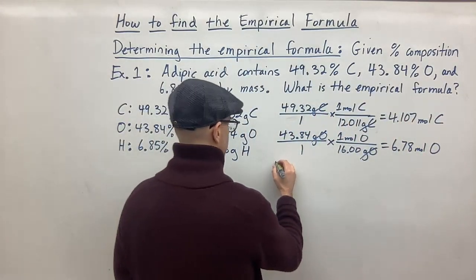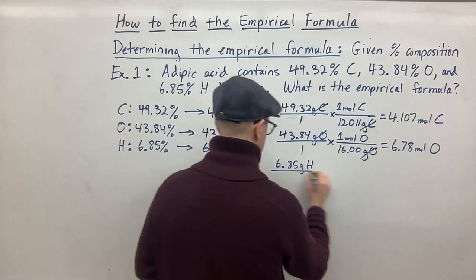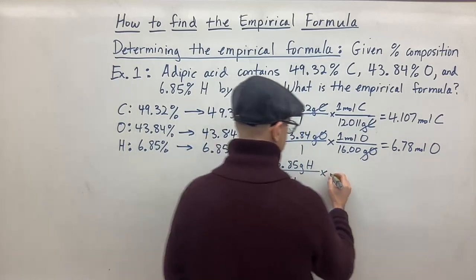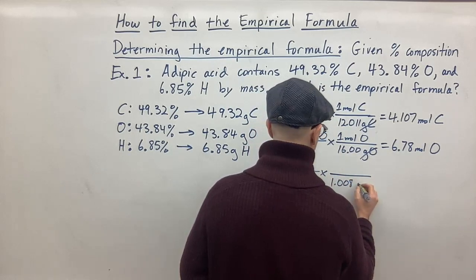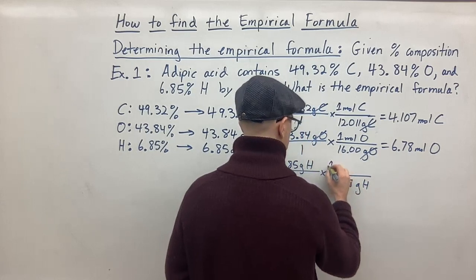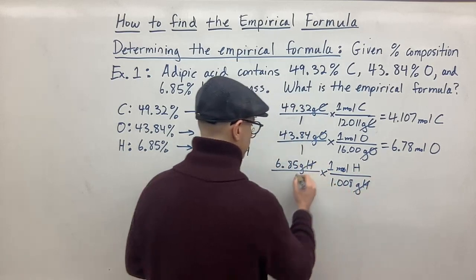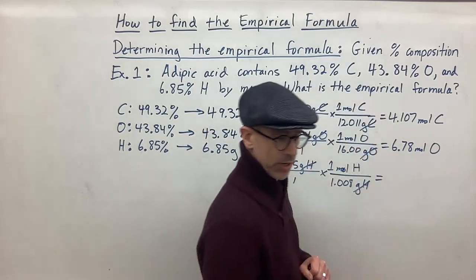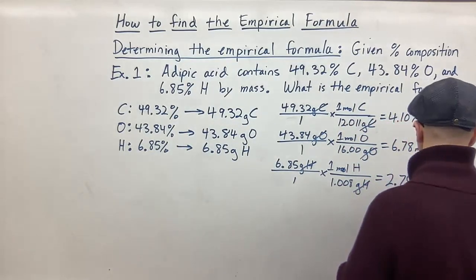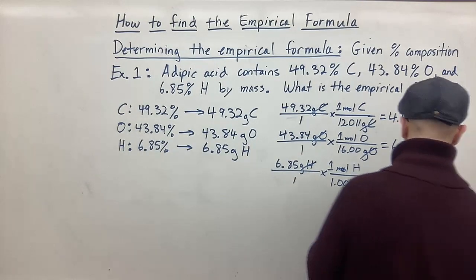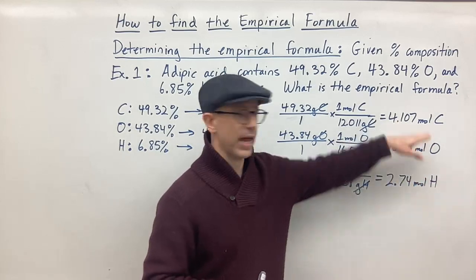And finally, I have my hydrogen. So I'm going to take my 6.85 grams of hydrogen, use the molar mass of hydrogen to convert. So that's going to be 1.008 grams of hydrogen per 1 mole. 1 mole of hydrogen on top. So grams cancels out. And I end up with 2.74 moles of hydrogen. So now I have my moles of hydrogen, my moles of oxygen and carbon.